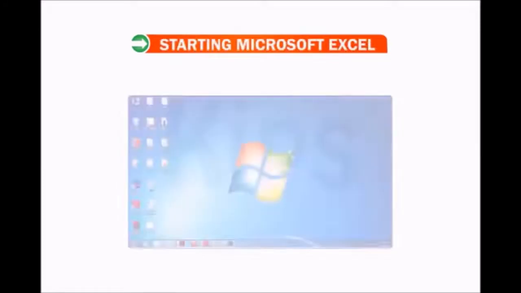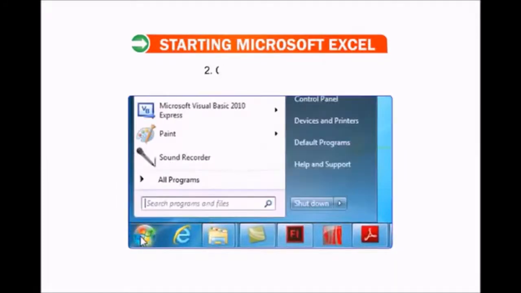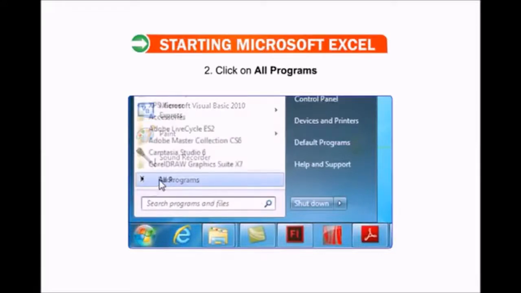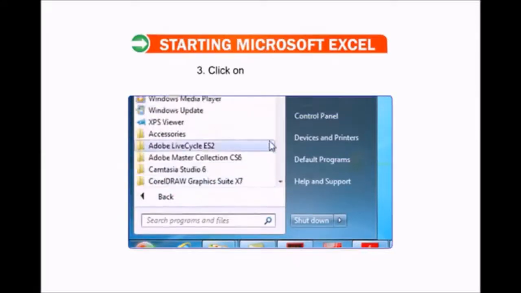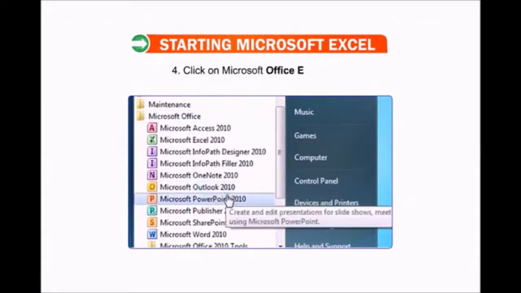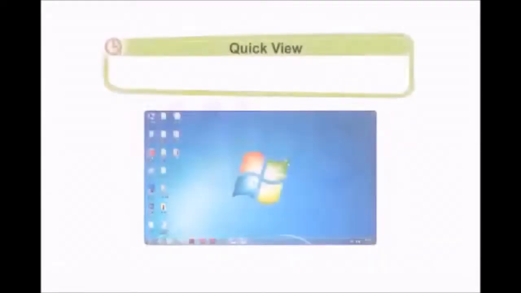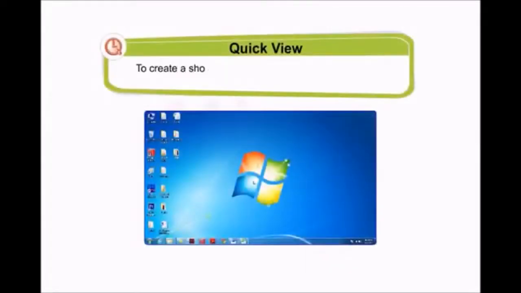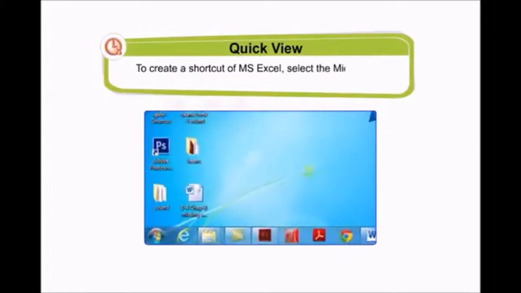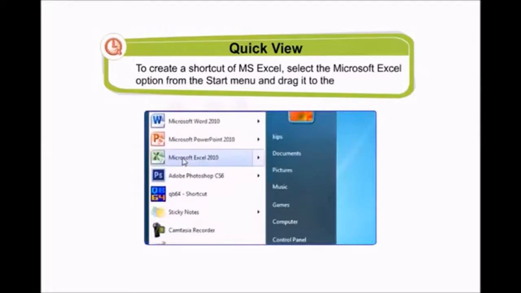Hello students, today we will learn about starting Microsoft Excel. Number 1, click on Start button. Number 2, click on All Programs. Number 3, click on Microsoft Office. Click on the Microsoft Excel 2010. Let us know more. To create a shortcut of MS Excel, select the Microsoft Excel option from the Start menu and drag it to the desktop.